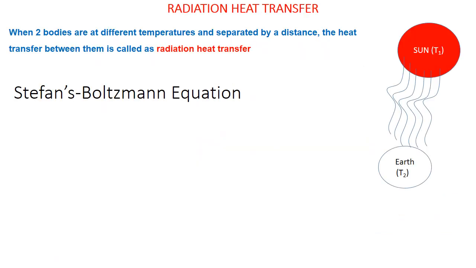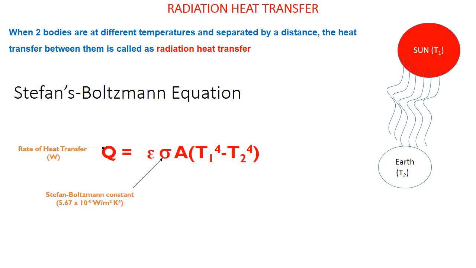So the last type is radiation heat transfer. It is very interesting, very simple. In radiation transfer, the main formula is called Stefan Boltzmann. Again, Stefan Boltzmann is the name of the scientist who formulated this equation. What is this one? Radiation transfer.